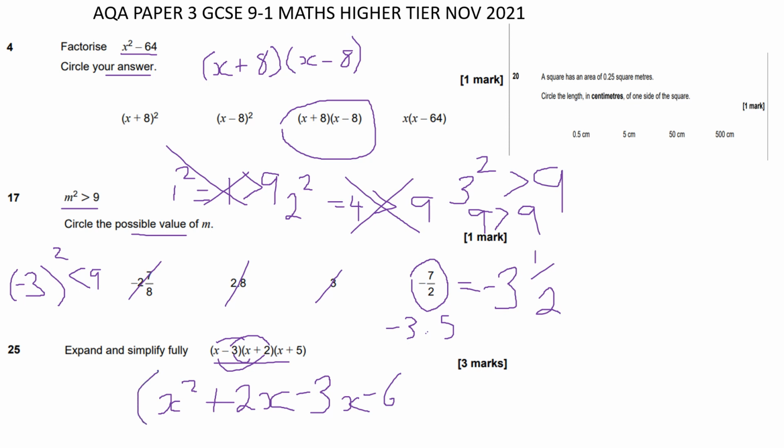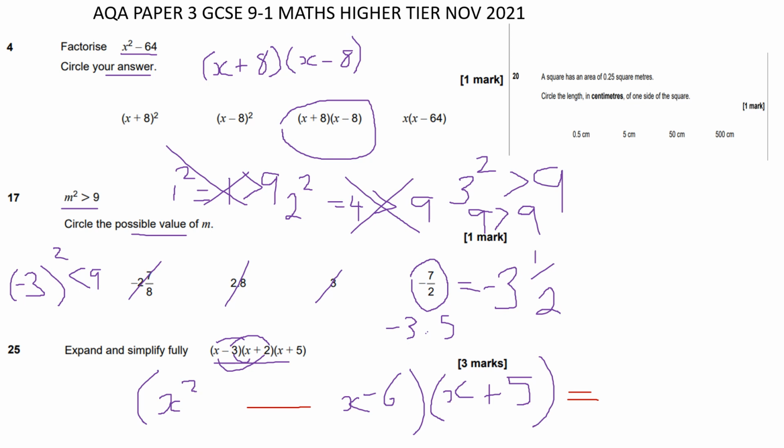So collecting my like terms and simplifying this quadratic, I'm going to have x squared minus 3x plus 2x, which goes to minus x. So that's going to become just minus x. Put it here. Obviously there's a bit of a gap there, but you've got minus x, minus 6. So now, obviously, expand this here.